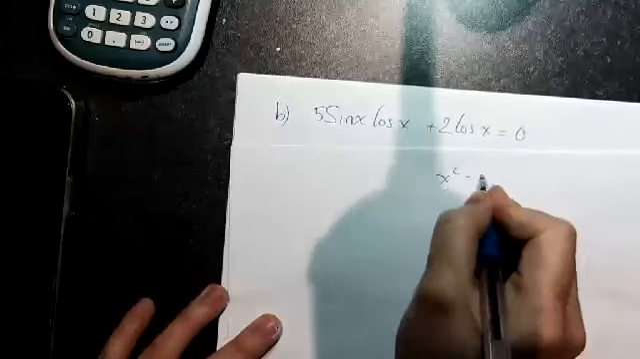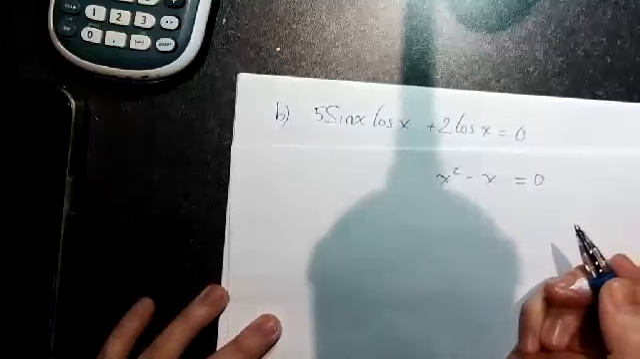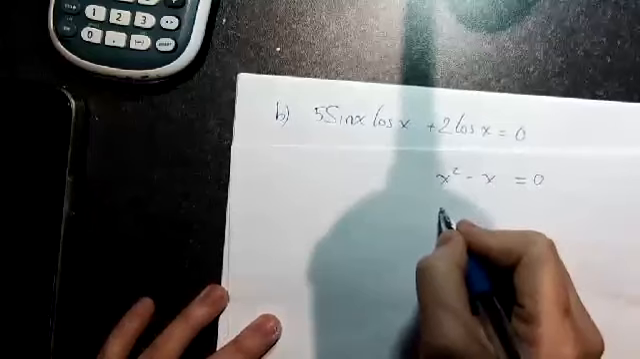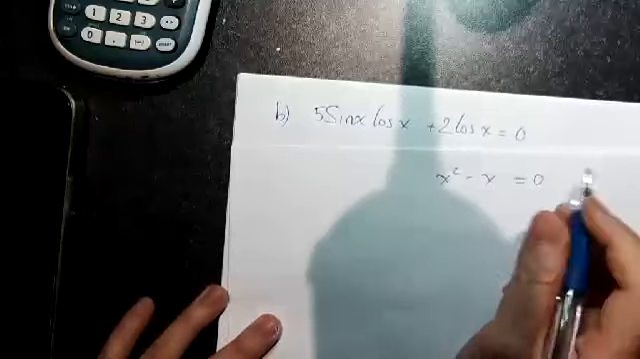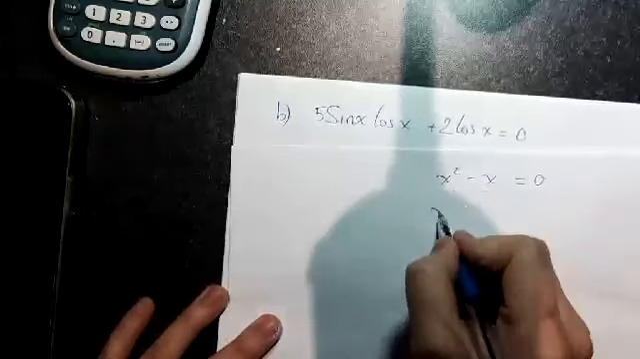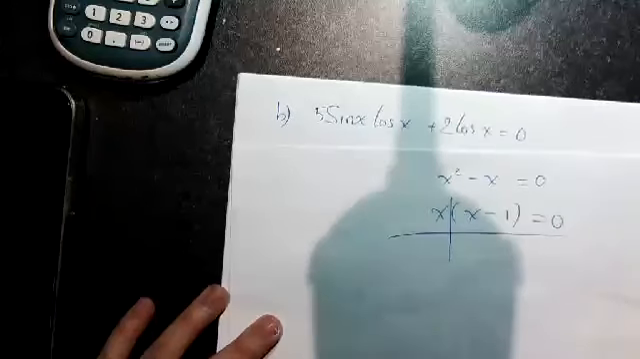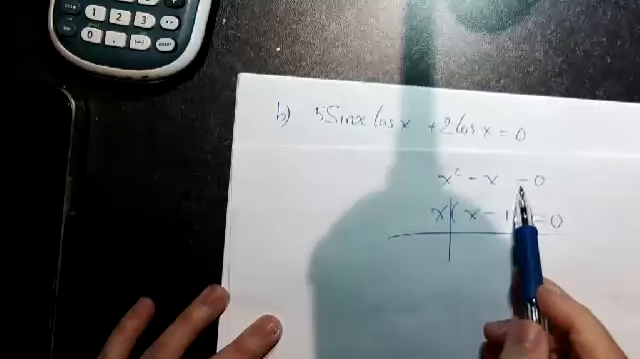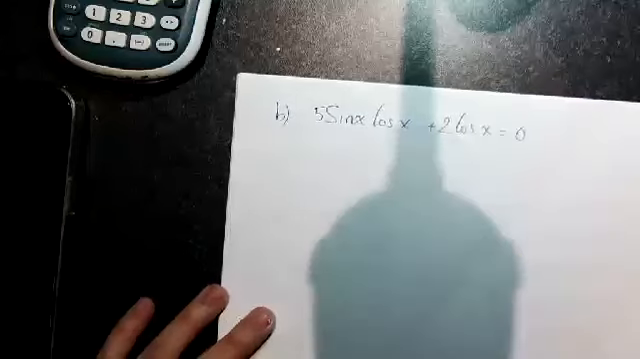If I have x squared minus x equals 0, what do you do? No, you don't divide both sides by x, you're losing an equation solution. You factor out the x, right? Does it make sense? If this is 0, then either x is 0 or x is 1. And you can say in here, we factor out.